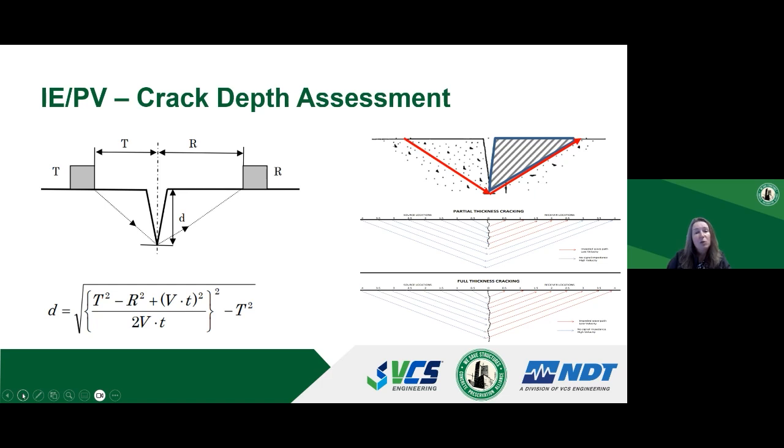We start by placing the transmitter and receiver really close to the crack, and then we move them further and further away. If the distance between the crack and the transmitter and receiver is too short, it will not allow the wave to travel across the crack, so we won't get a signal from the receiver to the transmitter. As we move the transmitter and receiver away from the crack, we're looking for the distance where we can first detect the wave arrival at the receiver. And based on that distance, we can then estimate the depth of the crack.